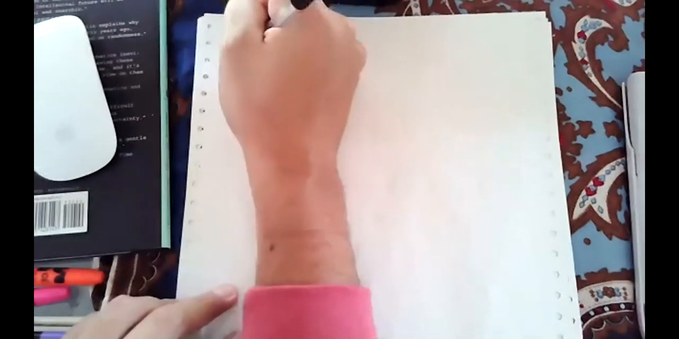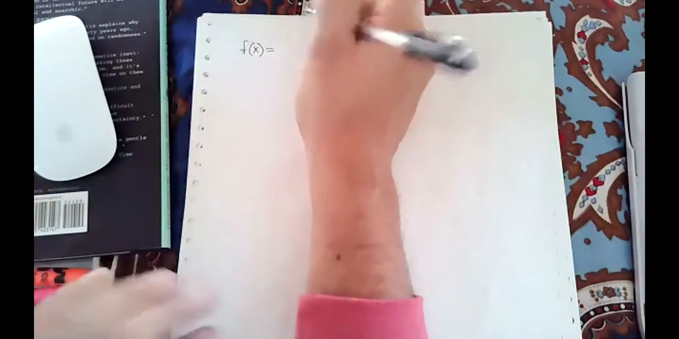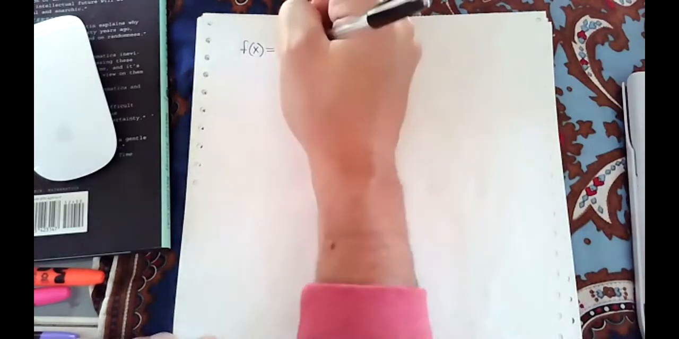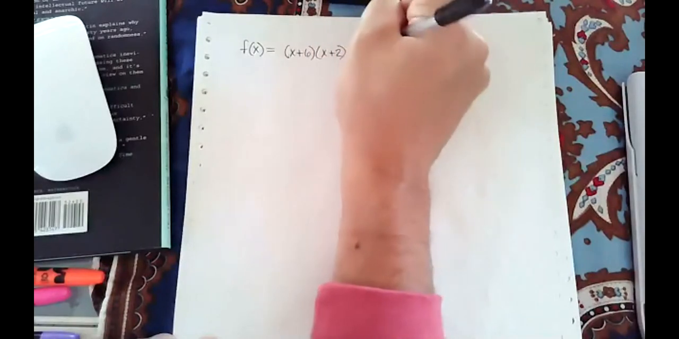So again, I'm going to go ahead and write the function down. And it doesn't matter whether it's in factored form or expanded form. Sorry, had a brain fart for a second. Let's go ahead and leave it in factored form just because I think we want to be consistent and not confuse you guys with anything. So I'll leave it as x plus six, x plus two, and x minus two, right?